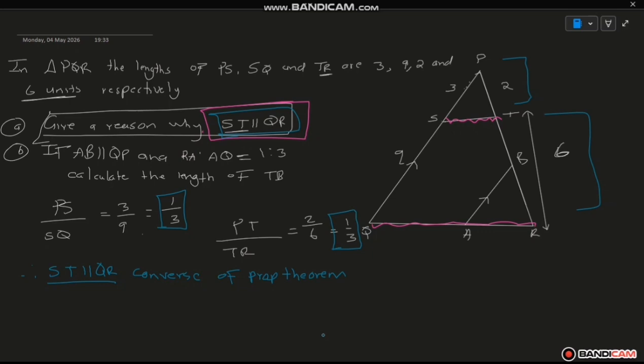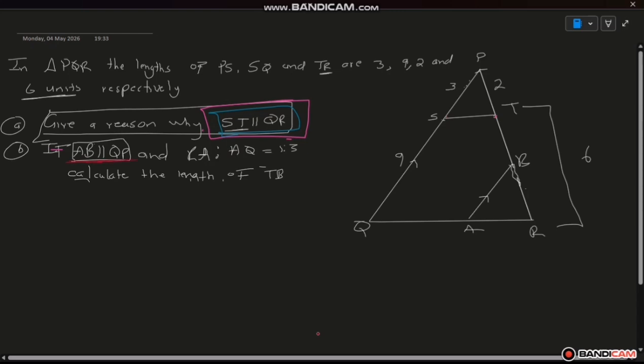I hope you understood this. So PS over SQ, we proved that it is 1 over 3, and PT over CR is 1 over 3. Then we can conclude that SC is parallel to QR. Then you write that it is the converse of the proportionality theorem.